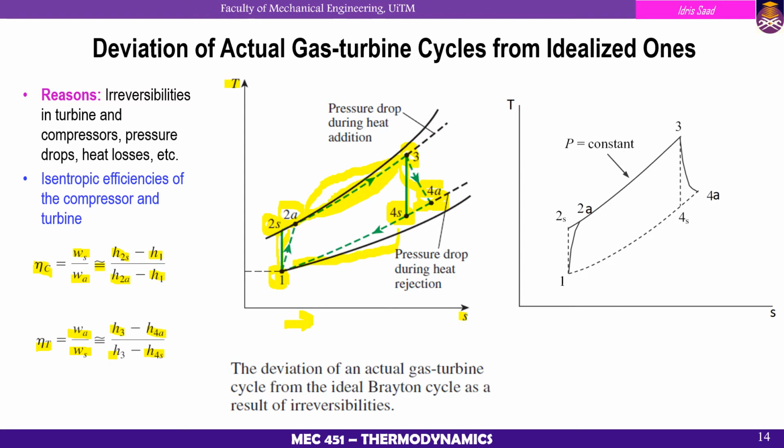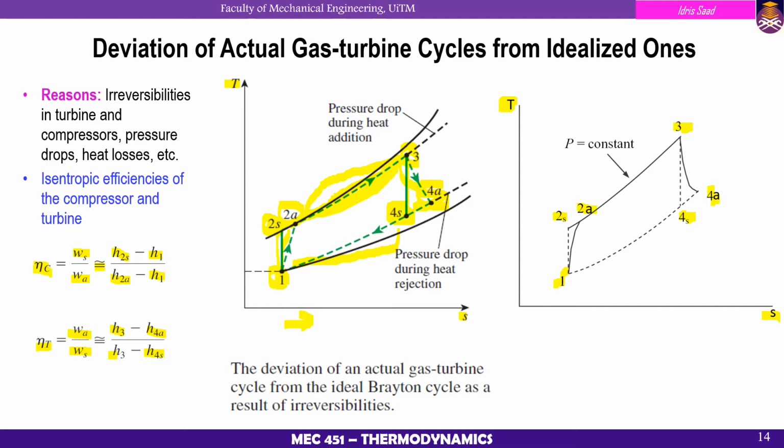So the TS diagram for the deviation of the actual gas turbine cycle from the idealized one, in the case of MEC 451, is just this one. This is T, this is S. This is state number 1, this is state 2S, this is state 2A, this is state 3, this is state 4S, and this is state 4A.